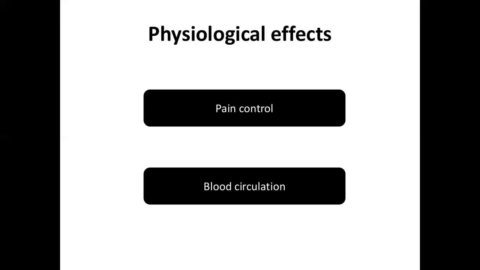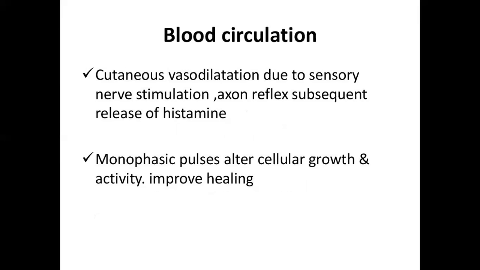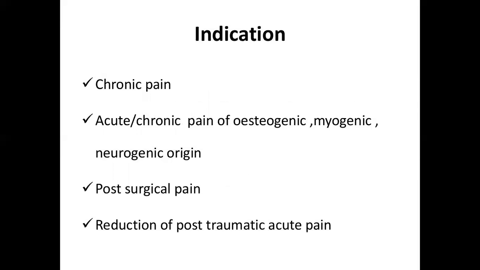The physiological effects are pain control and improved blood circulation. Pain control: decreased transmission of noxious impulses to the CNS by affecting conductivity of small fibers, and affecting the large motor fibers, interfering with the normal Gaussian pattern of muscle. Blood circulation: cutaneous vasodilatation due to sensory nerve stimulation, and axon reflex with subsequent release of histamine. The monophasic pulses alter cellular growth and activity and improve healing.